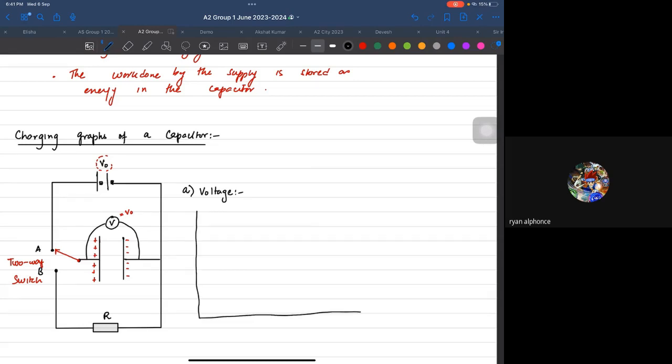In the first one, we're going to look at the voltage graph. It will be something like this: V against time in seconds. It's going to show you a curve. The voltage is going to increase, and then it becomes constant like this. The point where it becomes constant is when the voltage of the battery and the potential difference across the capacitor are equal. Do you guys understand what I'm saying?